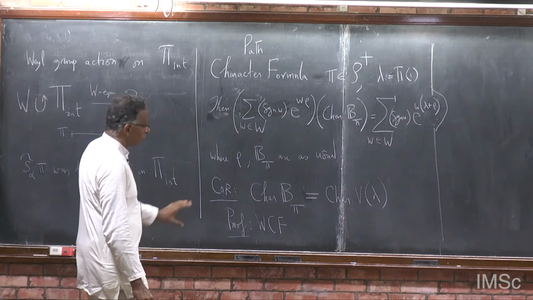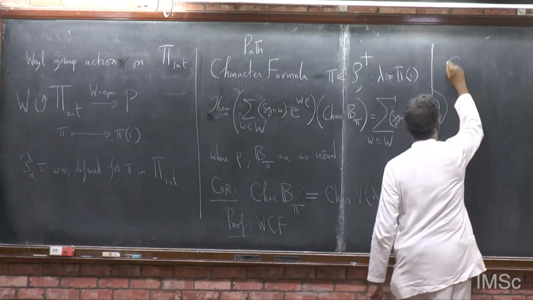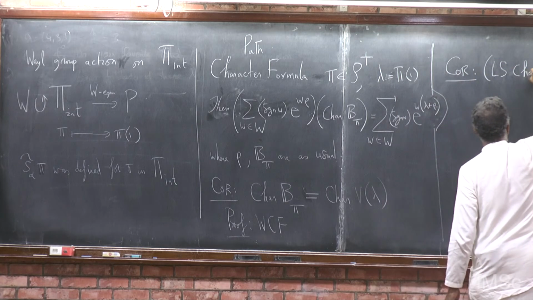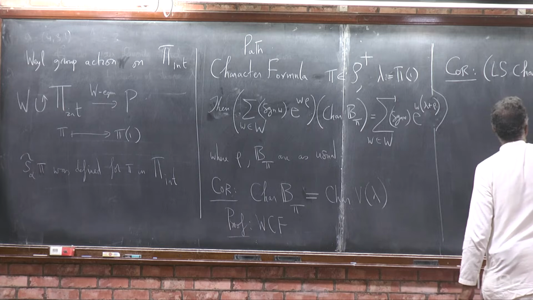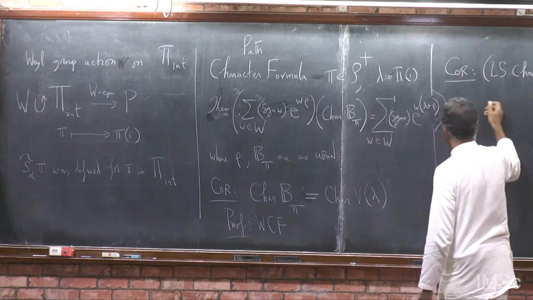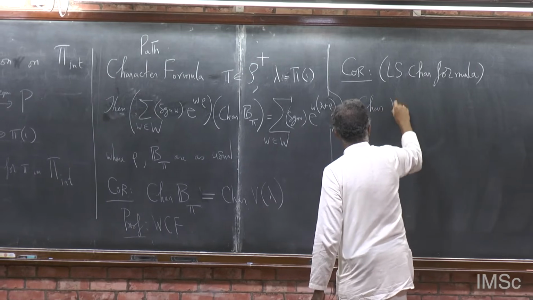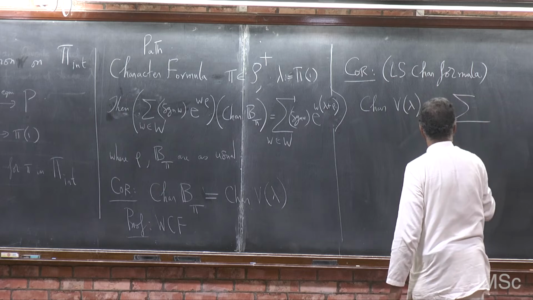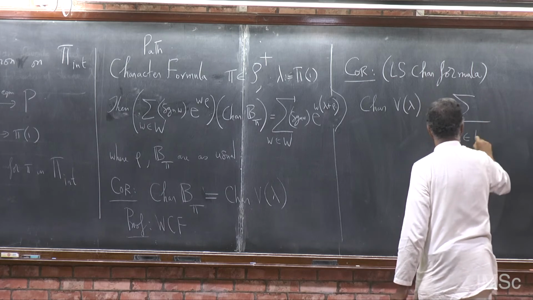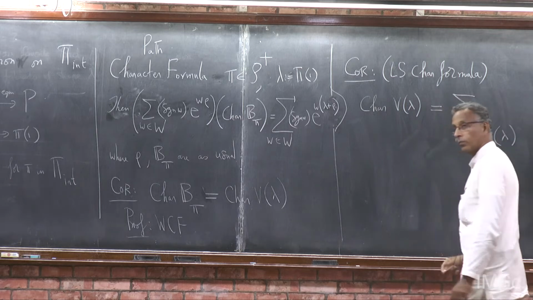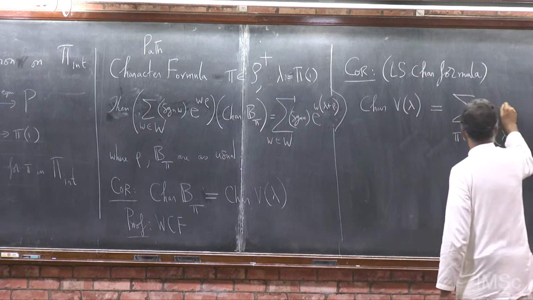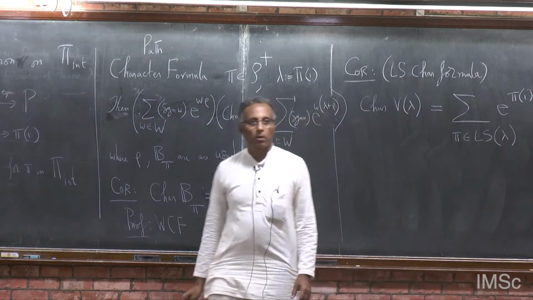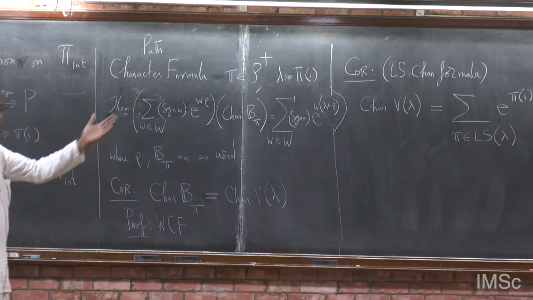Okay. Now the corollary is also the Lakshmibai Seshadri character formula, which is saying the character of V lambda is equal to the summation over pi in L-S of lambda, e to the pi of 1. And what is the proof of this?